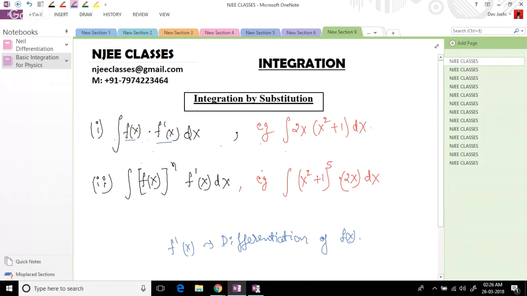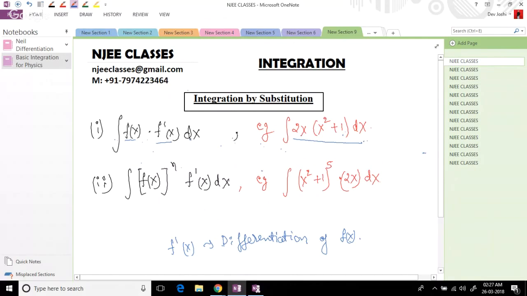The first format is integral of f(x) into f dash x, meaning we have the function in the numerator as well as its differentiation in the numerator. For example, as shown on your screen, if I take my function as x square plus 1 and differentiate it, I will get 2x dx. So my function is x square plus 1 and my differentiation is 2x dx. I'm having the function as well as the differentiation in the numerator.